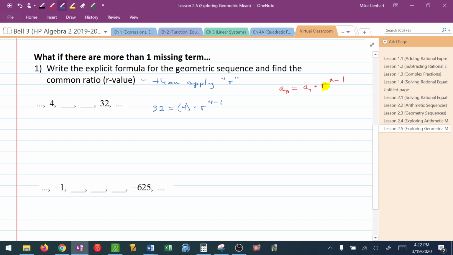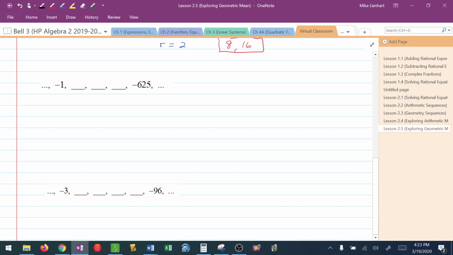All right? Now to solve this, I'm going to divide by 4. So that gives me 8 is equal to r cubed. And then take the cube root or raise 8 to the 1/3 power. And I would get an r value of 2. Now because it was an odd root, I know that this has to be 2. It can't be plus or minus 2. That tells me that my missing terms would be 4 times 2 or 8, 8 times 2 or 16, and then I can double check it. 16 times 2 does give me 32. There's my missing terms.